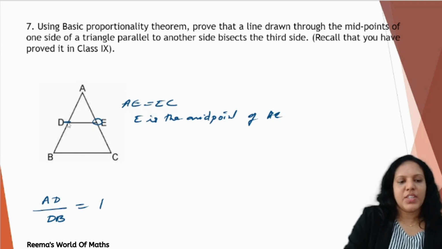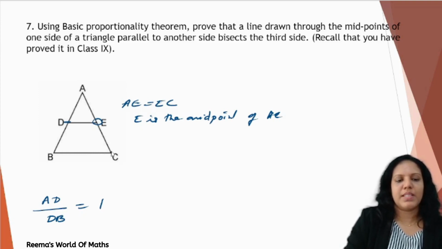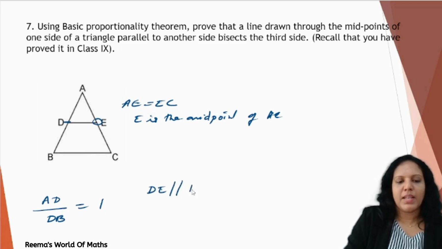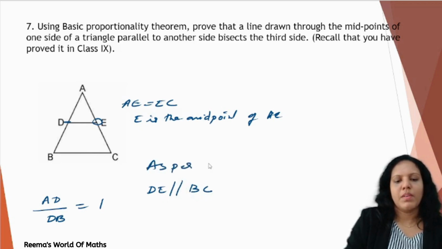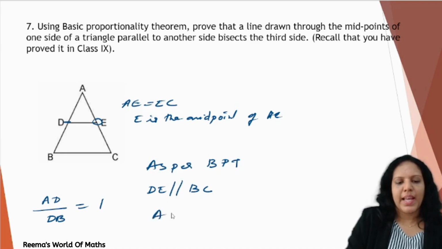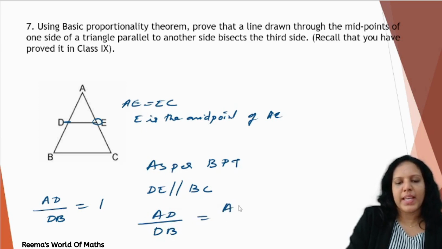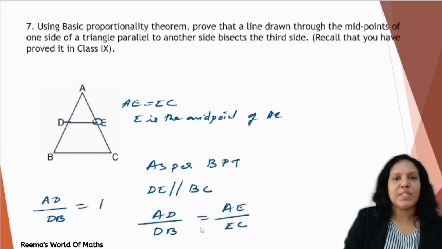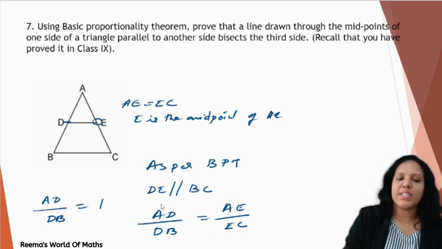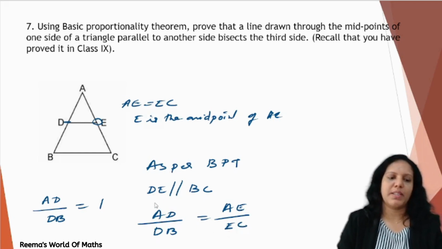Similarly, we are considering DE is parallel to BC. If DE is parallel to BC, then as per the basic proportionality theorem, we can say AD by DB will be equal to AE by EC, correct? AD by DB is equal to AE by EC, which is as per the basic proportionality theorem.